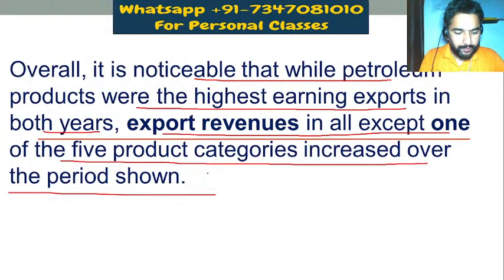Okay, Doraemon said that it can be seen from the column chart that export earning was increasing in all groups except gems and jewelry. Except, the spelling went slightly wrong, Doraemon. So except becomes EXCEPT, right? Good, very good. Okay guys, so overall it is noticeable that while petroleum products were the highest earning export in both years, export revenue in all except one of the 5 product categories increased over the period shown, right?